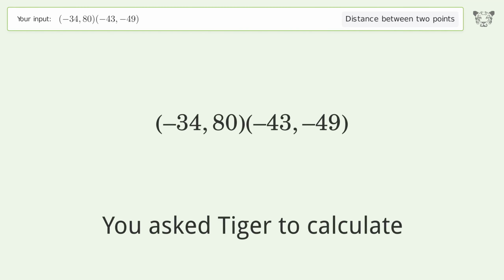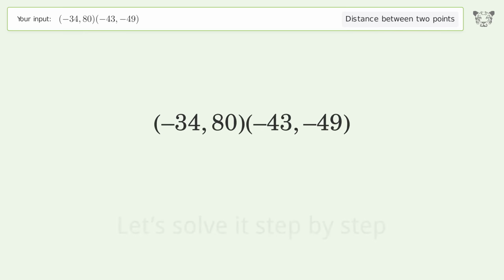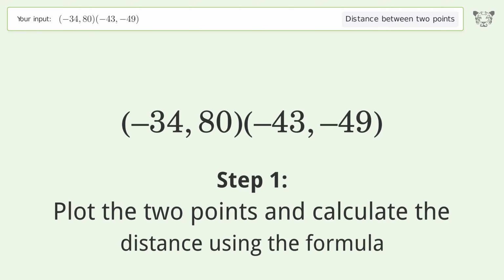You ask Tiger to calculate. This deals with the distance between 2 points. The distance between the 2 points is the square root of 16,722, or 129.314. Let's solve it step by step. Plot the 2 points and calculate the distance using the formula.